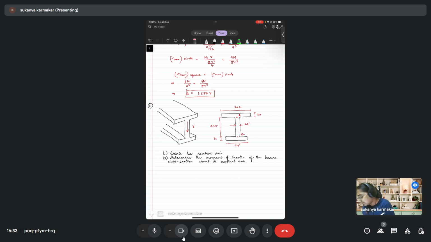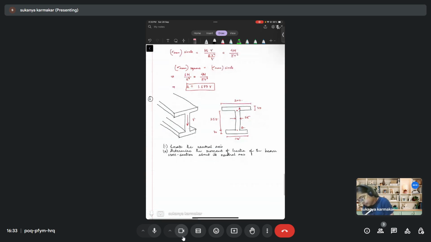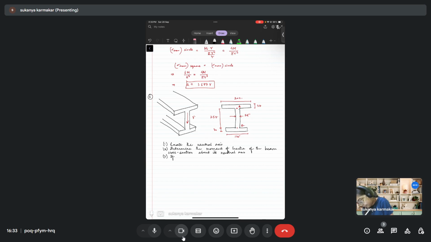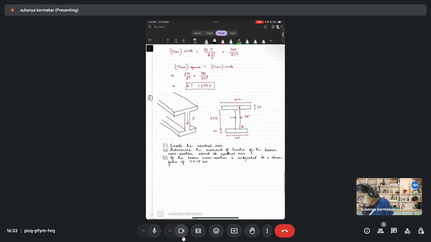Then, if the beam cross section is subjected to a shear force of V equal to 15 kilonewton, we have to determine the web's shear stress at A. Okay, these are the three things which you need to calculate.